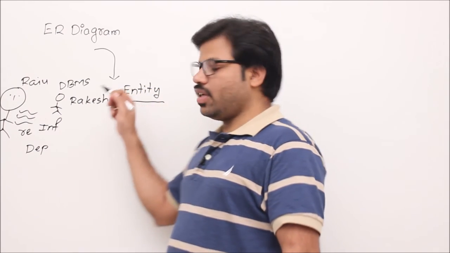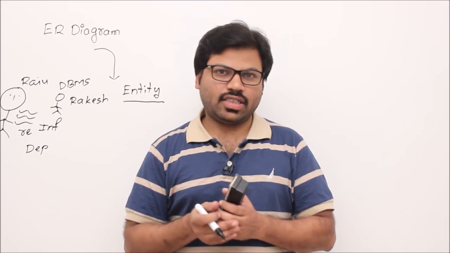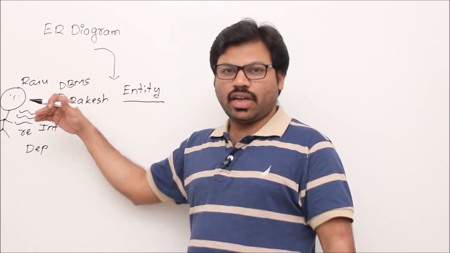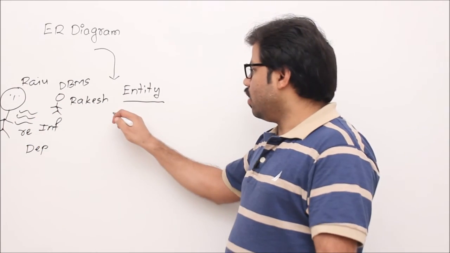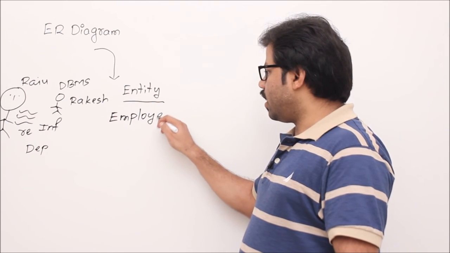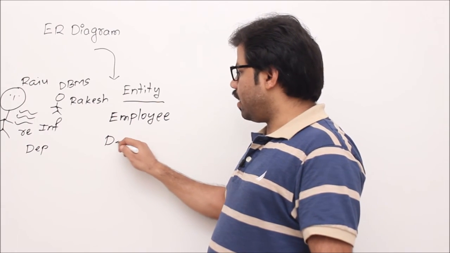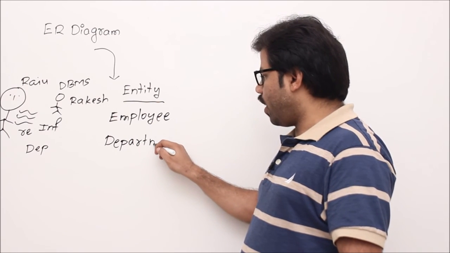What is an entity? I will tell you. An entity is nothing but one distinguishable object in the world. For example, in this problem, Raju's problem, Raju has two important entities. What are they? One is employee, the second one is department, right? So we'll try to understand the employee entity and the department entity, and what things these employees and departments are going to have.